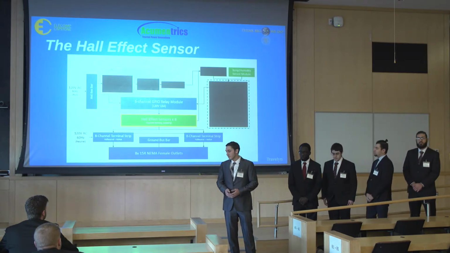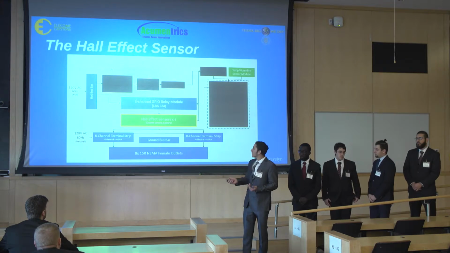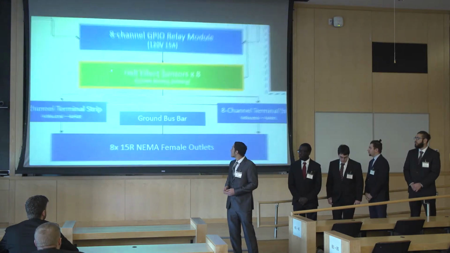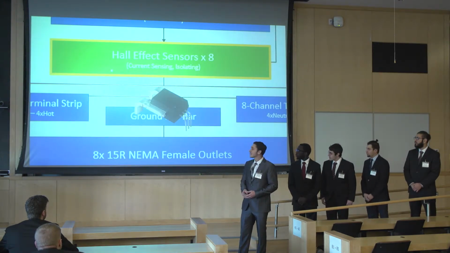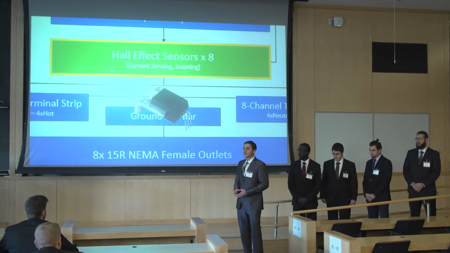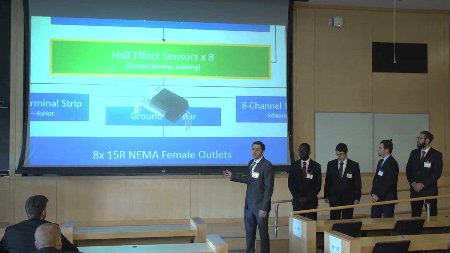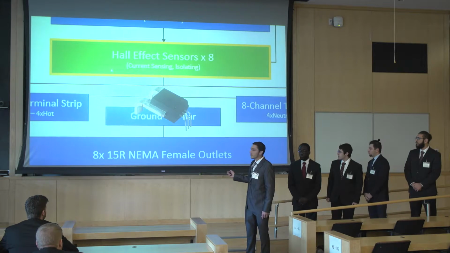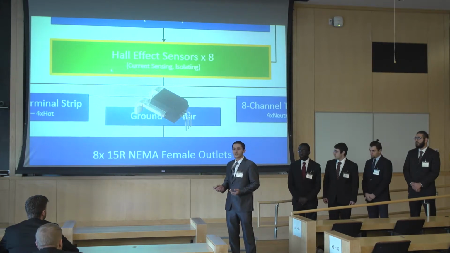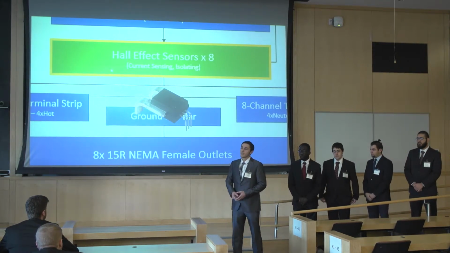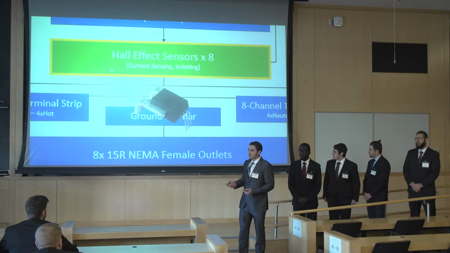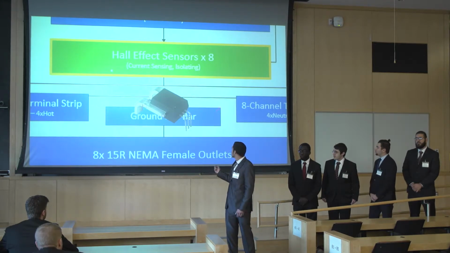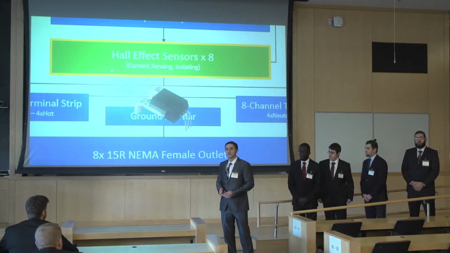With this Hall effect sensor, it is also very accurate and is able to feature an isolation barrier. This isolation barrier is able to separate 120 volt AC and the low voltage for the microcontroller reading. And this microcontroller reading is able to receive the 5 volts to collect the data.